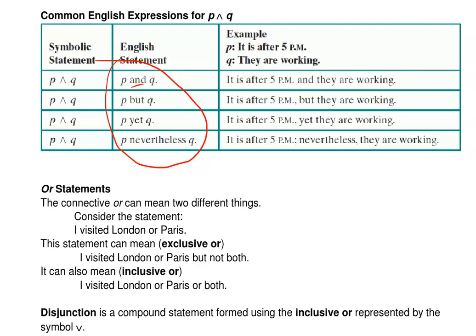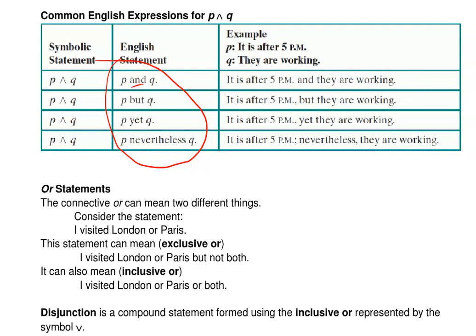So it's an and, right? We're saying it is after 5 p.m. and they are working, even when we use the word but. Yet means kind of the same thing as but, right? So it is after 5 p.m., yet they are still working. We're asserting both. So it's an and.